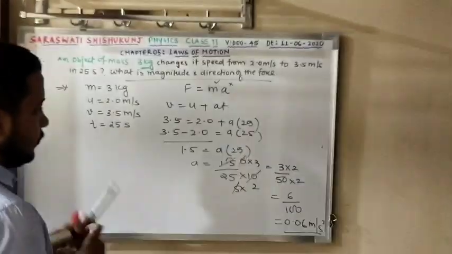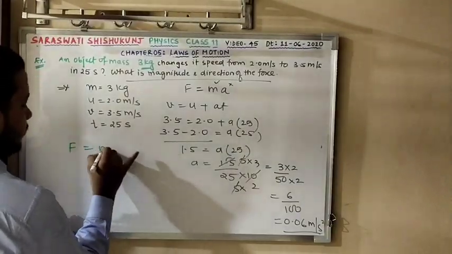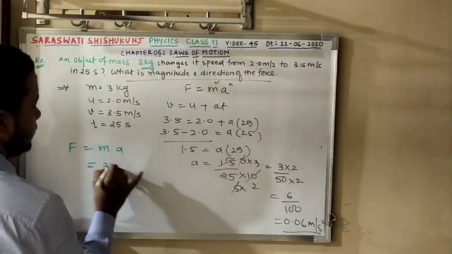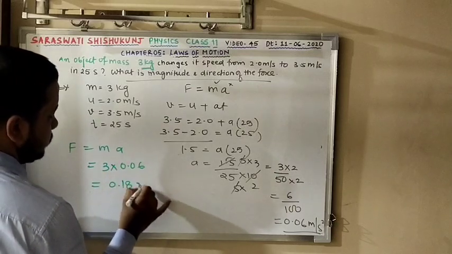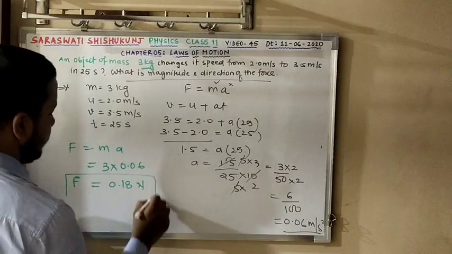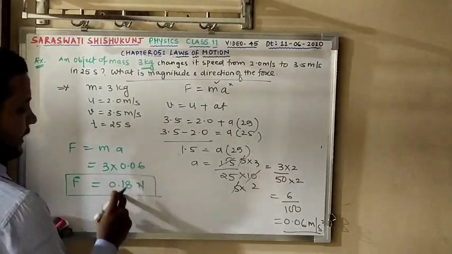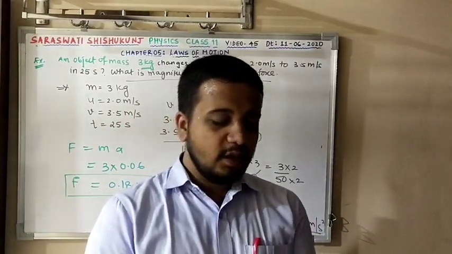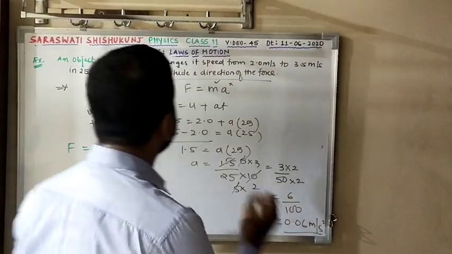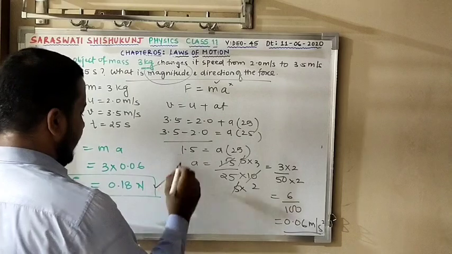Now I have to do what? Force is equal to mass into acceleration. Simple. Mass is how much? 3 kg. Acceleration is 0.06. Answer is 0.18 Newton. Force is 0.18 Newton. 6 3s are 18 and 100 you have to cut. So answer is 0.18. Now one thing you have to remember, they are asking magnitude. Magnitude I have found out, that is 0.18 newtons.